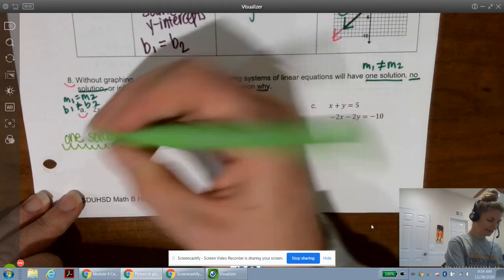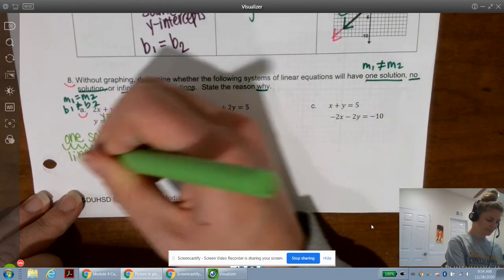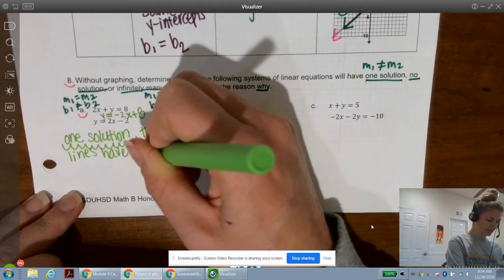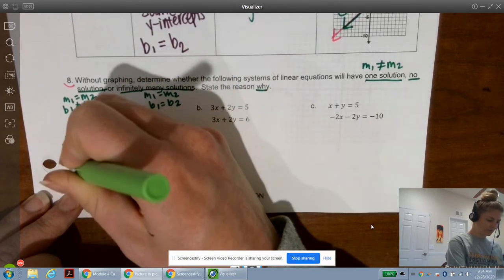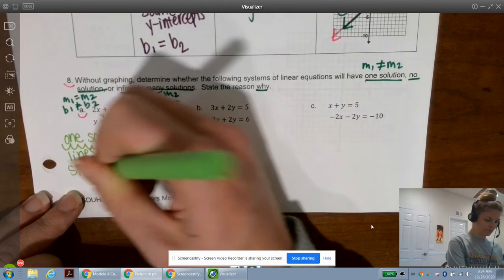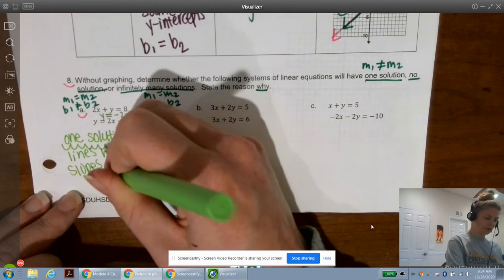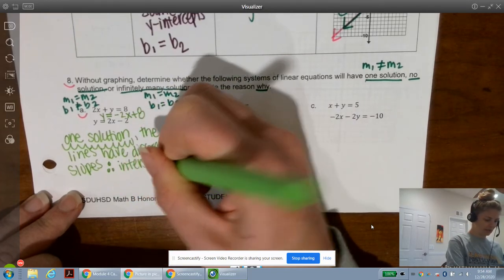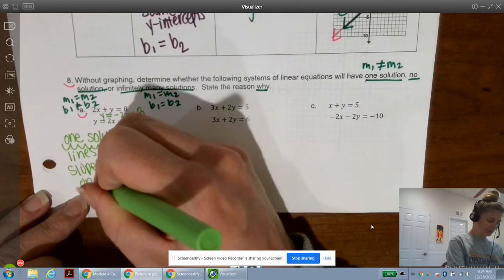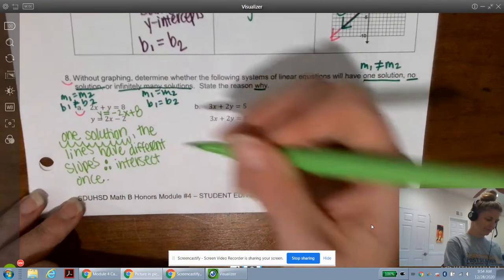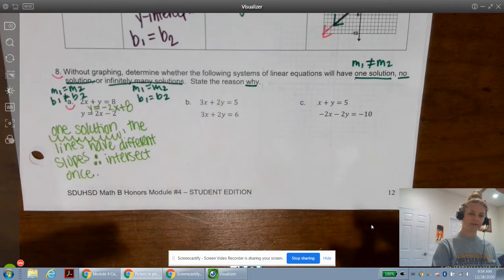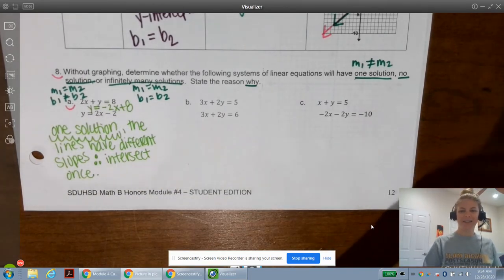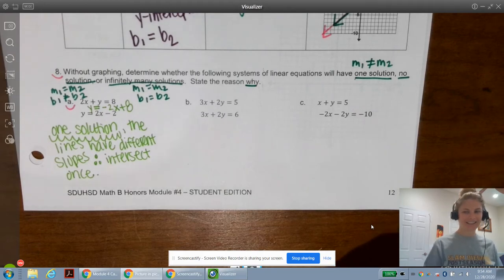The lines have different slopes. Therefore, I'm going to use those 3 little dots for therefore, intersect once. And 1 point of intersection means 1 solution. Awesome. I'd love for you to look at B and C. Pause the video and we'll go over it in just a second.